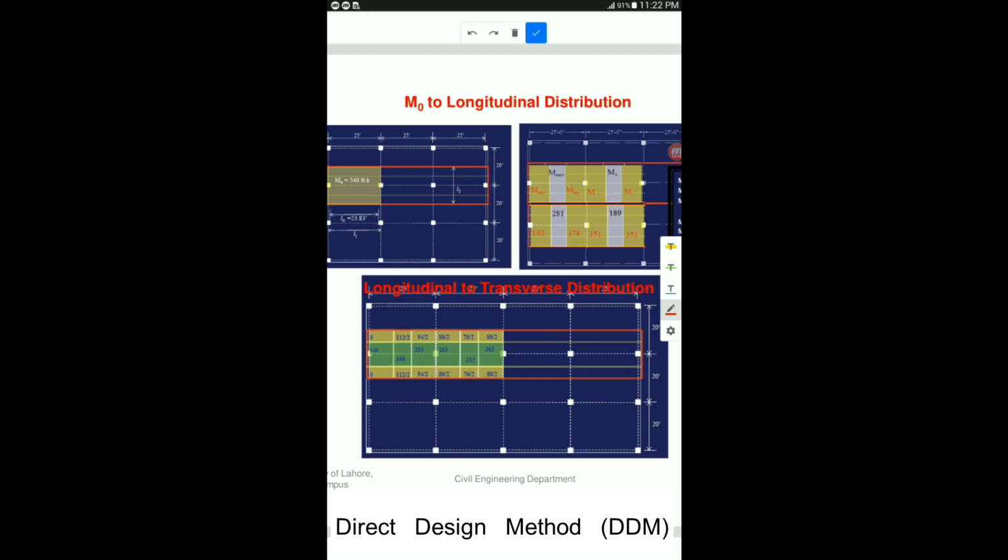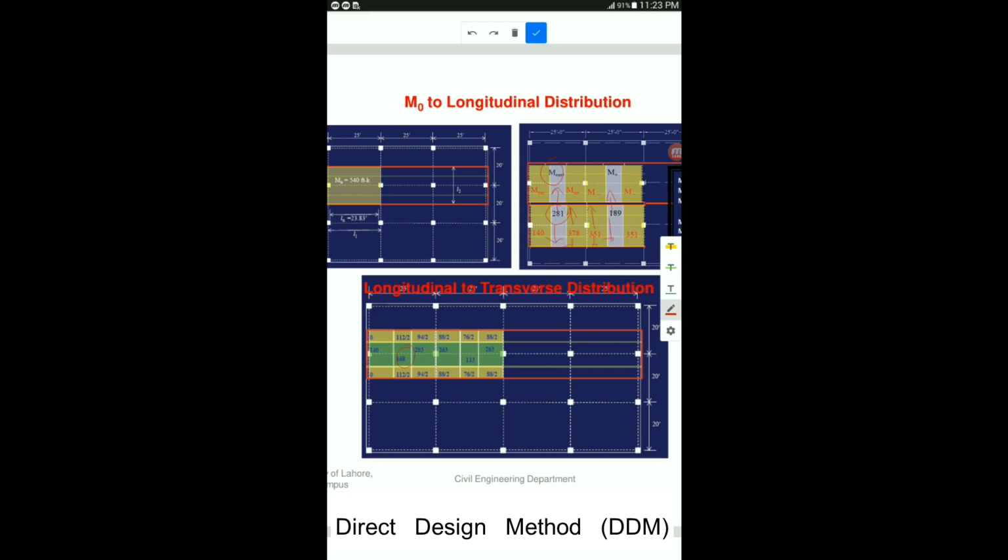Similarly, for example, if we have M exterior positive value coming out to be 281, which is the moment at the second location, now I have to do the transverse distribution for this one. I have to distribute it into a column strip and middle strip moment. So the moment coming in column strip is 168, and the one coming in the middle strip, half middle strip on each side, it is 112 by 2. And once you sum them, like 168 plus 112, it will be equal to 281. In the same way, you have to distribute each one. So this is called the transverse distribution.